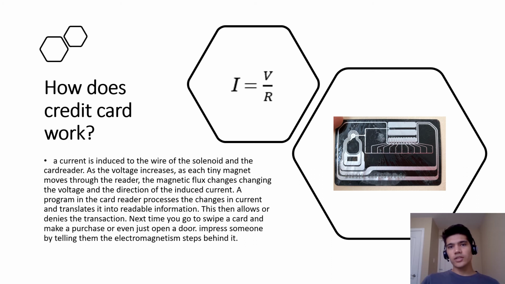As each tiny magnet moves through the reader, the magnetic flux changes, changing the voltage and direction of the induced current. A program in the card reader processes the change in the current and translates that into readable information. Then this would allow or deny the transaction.